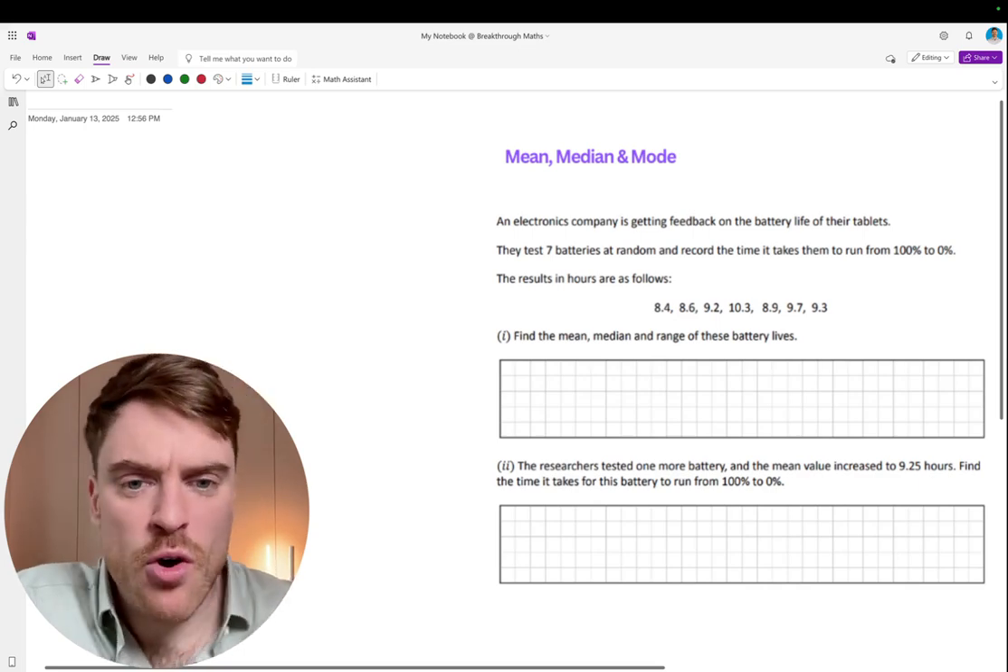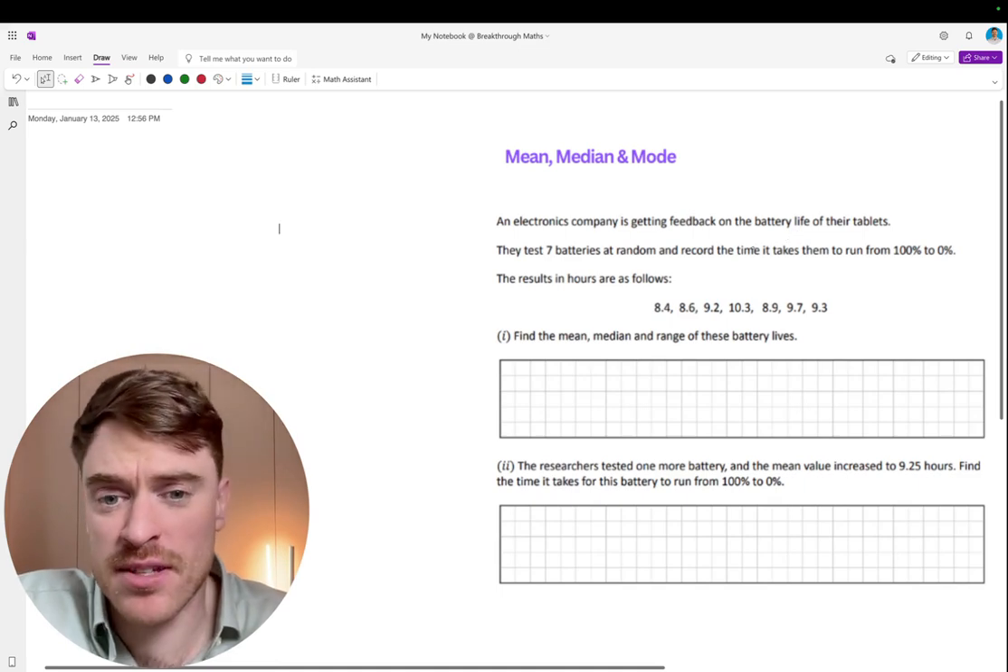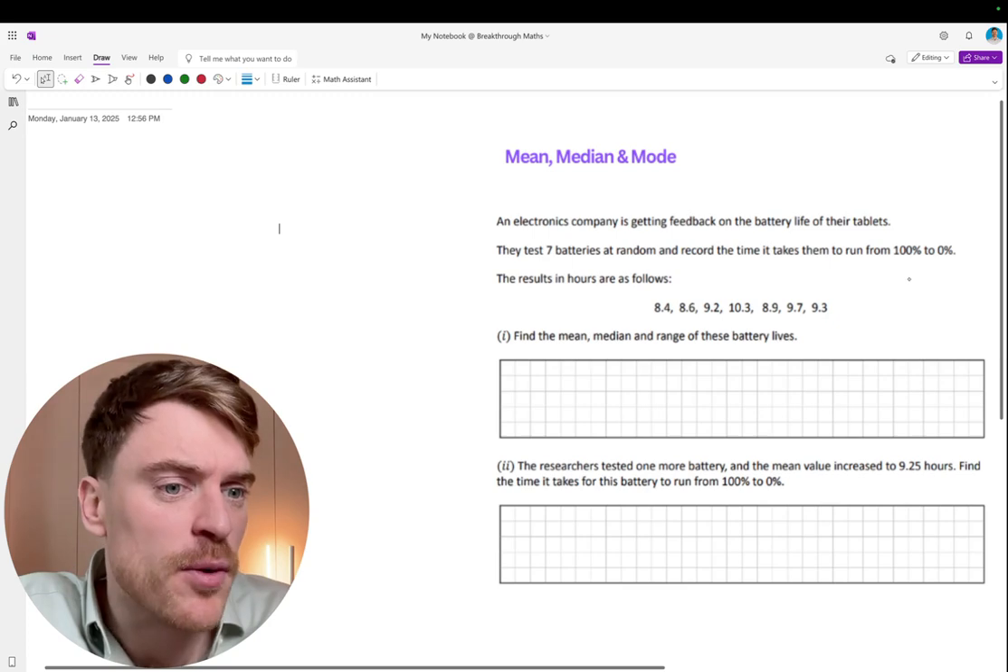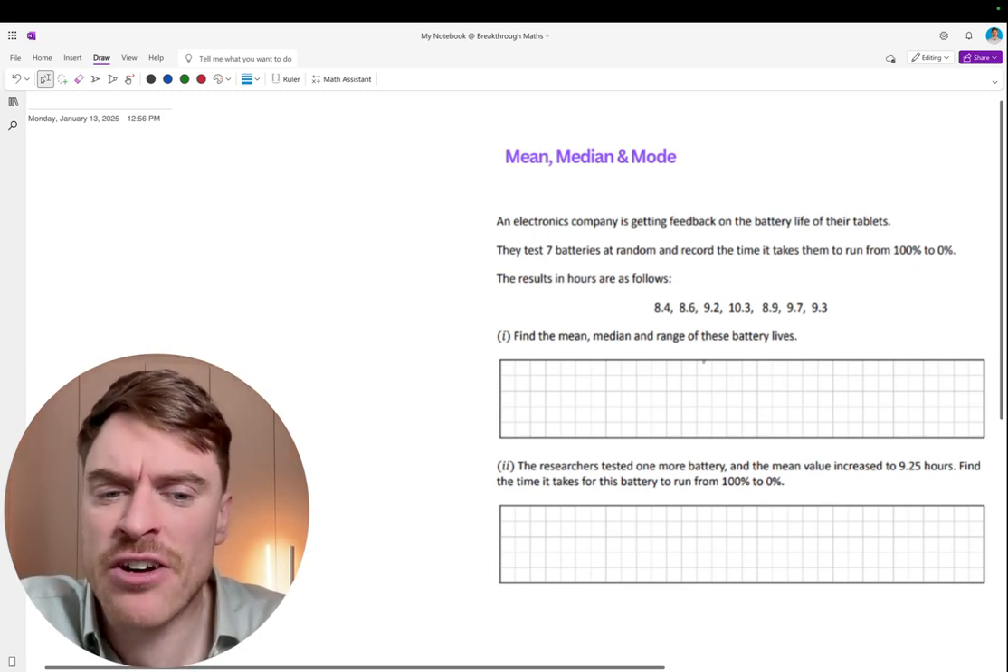The mean, median, and mode. An electronics company is getting feedback on the battery life of their tablets. They test 7 batteries at random and record the time it takes to run from 100 to 0%, just to wind down the battery. These are the results. Find the mean, median, and range of these batteries.